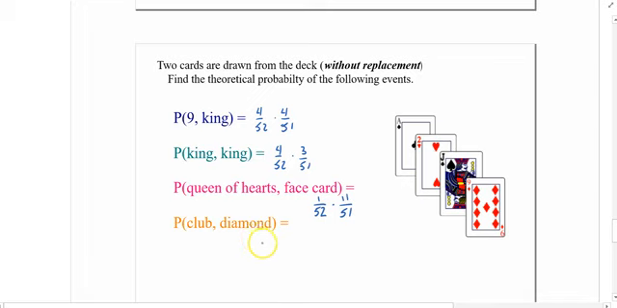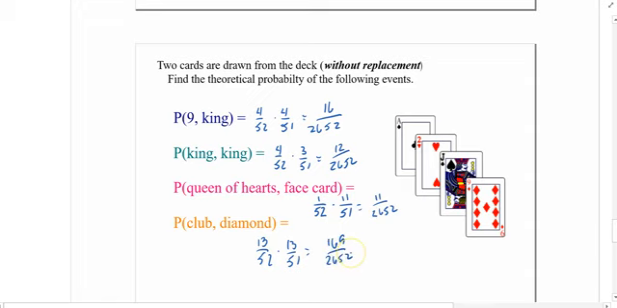And then finally, a club or a diamond. So 13 out of 52 for clubs times 13 out of 51 for diamonds. And I would expect you to multiply all of these out. So 16 over 2, that's 10, that's 15, carry 1, 26, 52. This would be 12 over 26, 52. This would be 11 over 26, 52. And this would be 169 over 26, 52.